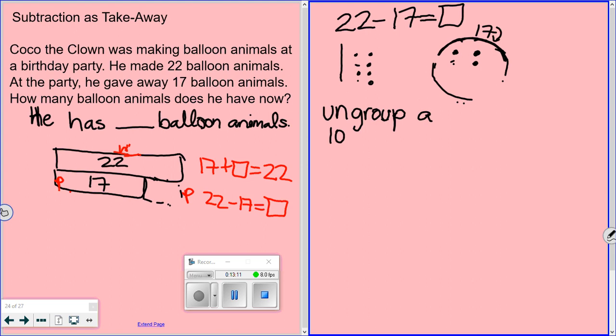There's 4. I'm just going to erase and redraw. I'm struggling to drag. Let's see. 1, 2, 3, 4, 5, 6, 7, 8, 9, 10. There we go.